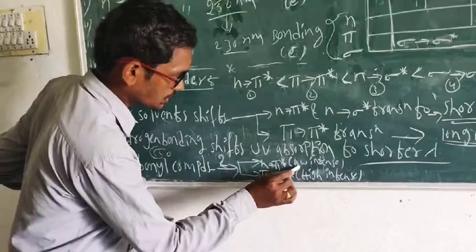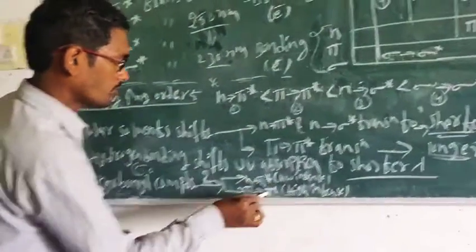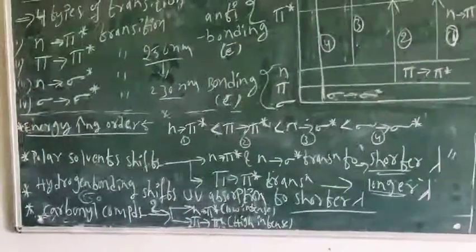But n to pi star transition is a low intensity transition. A low intensity peak will be observed. Pi to pi star is high intensity. Very important. These points are very important from the exam point of view.